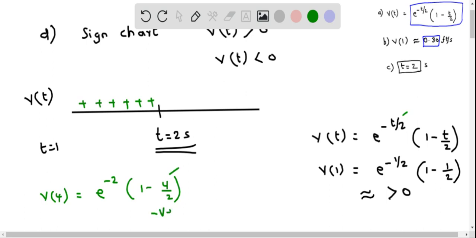This is a negative quantity, and this one is a positive quantity because e power minus 2 is 1 over e square, which is a positive quantity. So positive times negative is a negative quantity. So you can see that to the right of t equal to 2 seconds, it is negative. So we can see that the velocity moves in the positive direction only in the interval from 0 to 2 seconds.